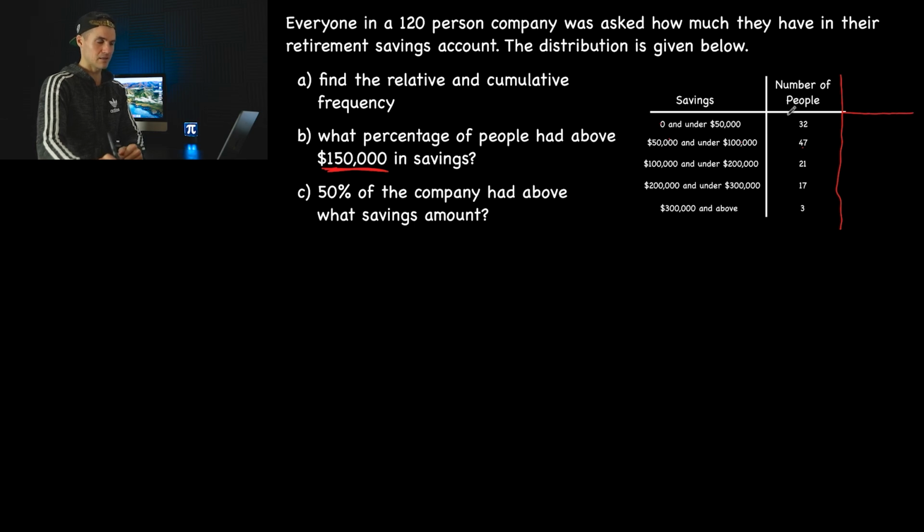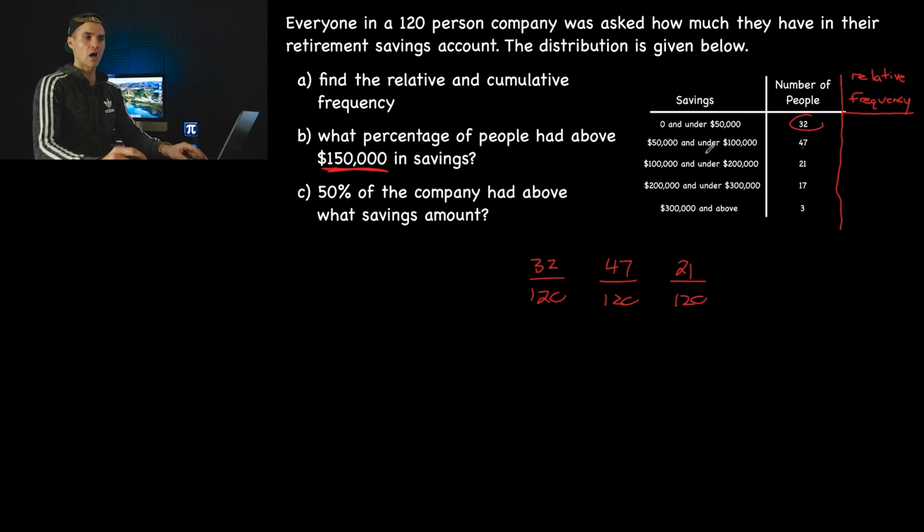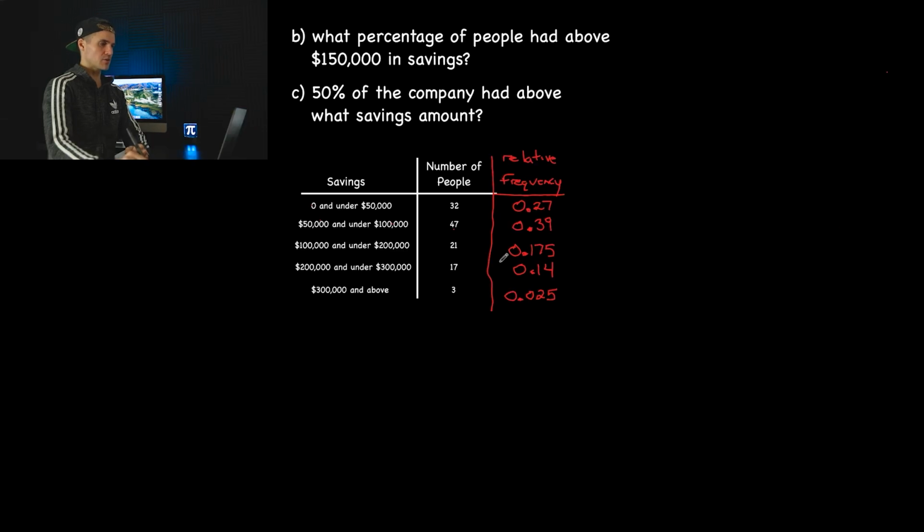So I'm going to add another column here, and this is going to be the relative frequency, because we have the frequency already, right? The number of people, that's the frequency. So for relative frequency, we would do 32 over 120, 47 over 120, 21 over 120. We're trying to basically get the percentages of the total amount of people in the company. And when you do all of those values divided by 120, here are the relative frequencies that you would get.